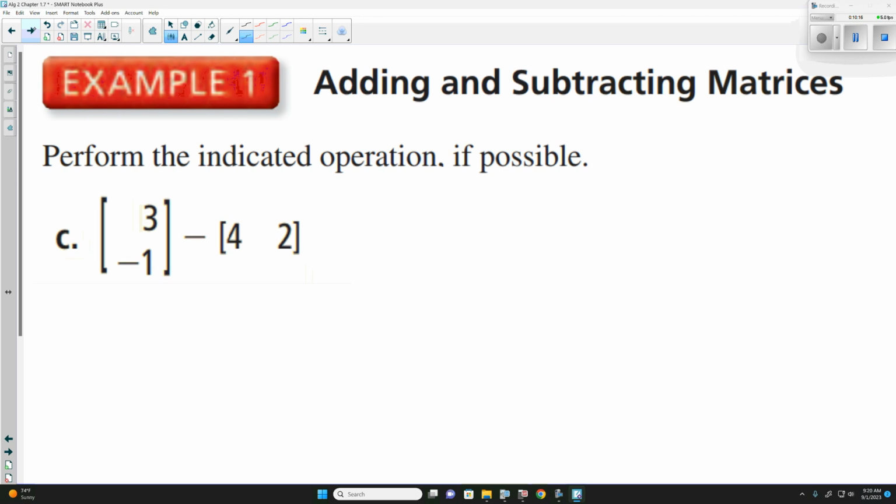This one here would be no solution, not possible, because we have a 1 by 2 and a 2 by 1. Does not work.